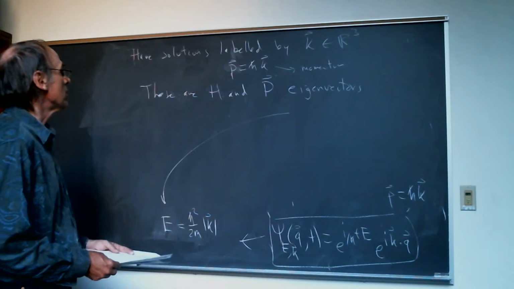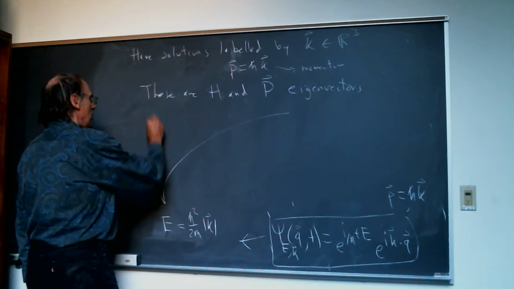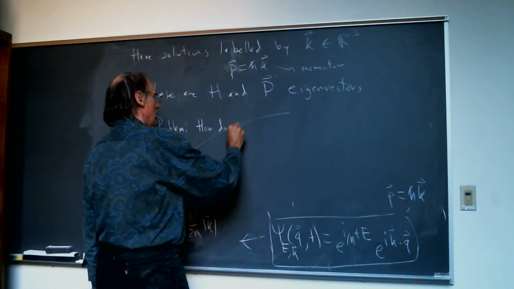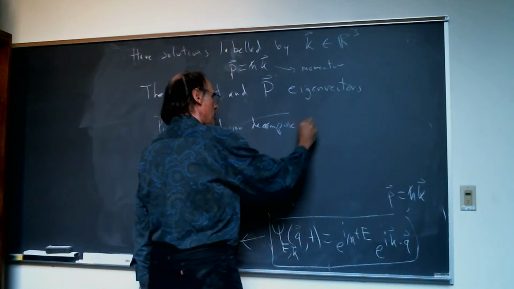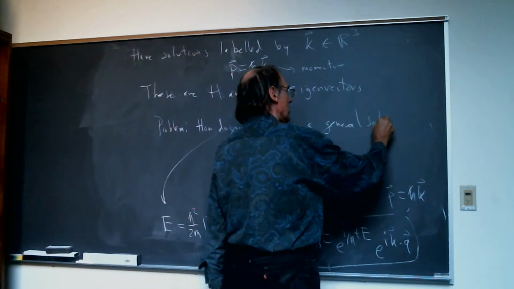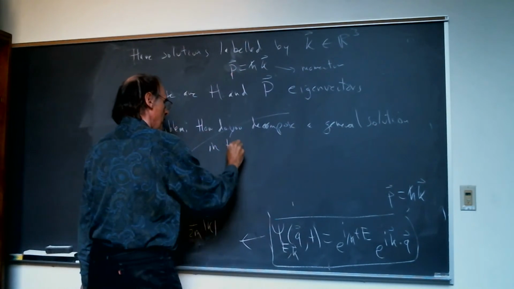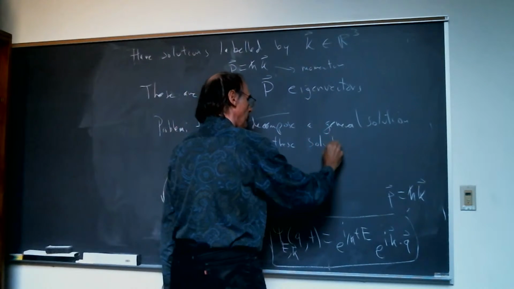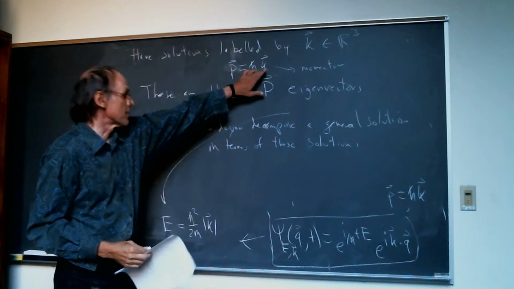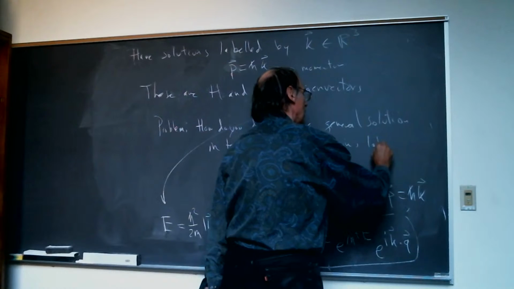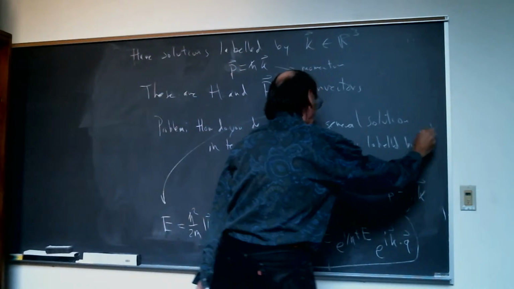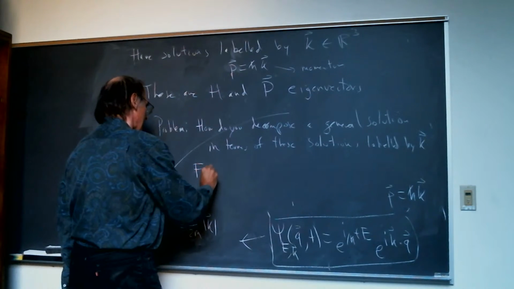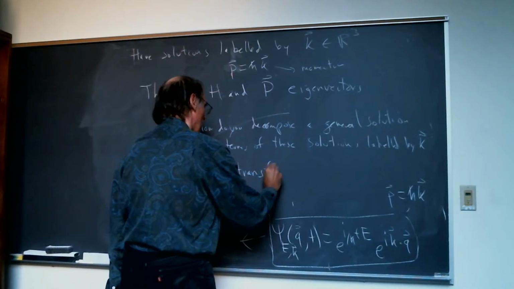Okay, so let me stop here. But then the problem: how do you decompose a general solution in terms of these solutions that are labeled by these parameters k vector? This is essentially the problem of the Fourier transform.